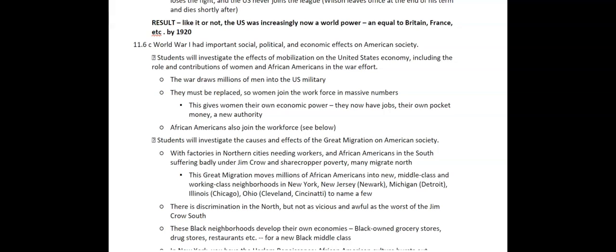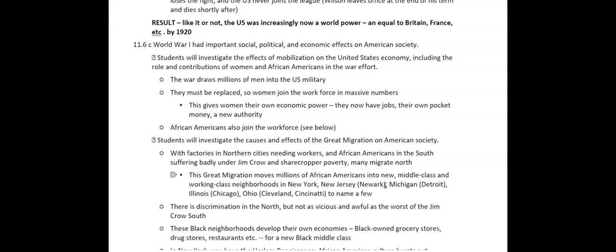The result is, like it or not, the U.S. was increasingly now a world power, and equal to Britain, France, etc. by 1920. We had helped them win the war. We now had these possessions all over the world. We were clearly a big player in economics. So even though we didn't join the League, we were still an equal power in the world to Britain and France, and that was new.